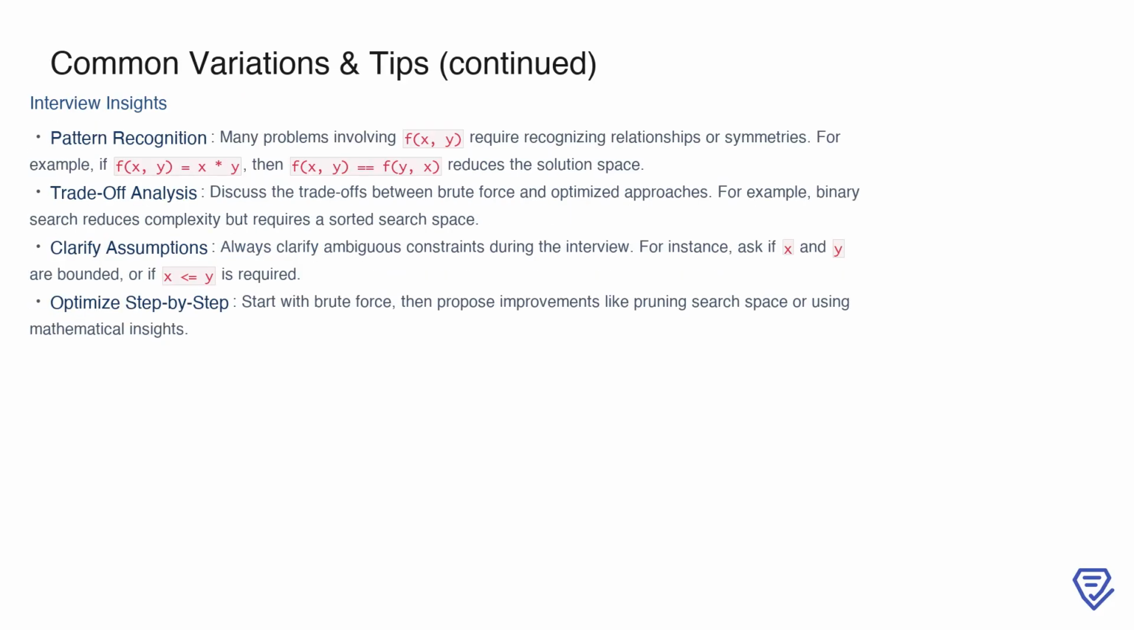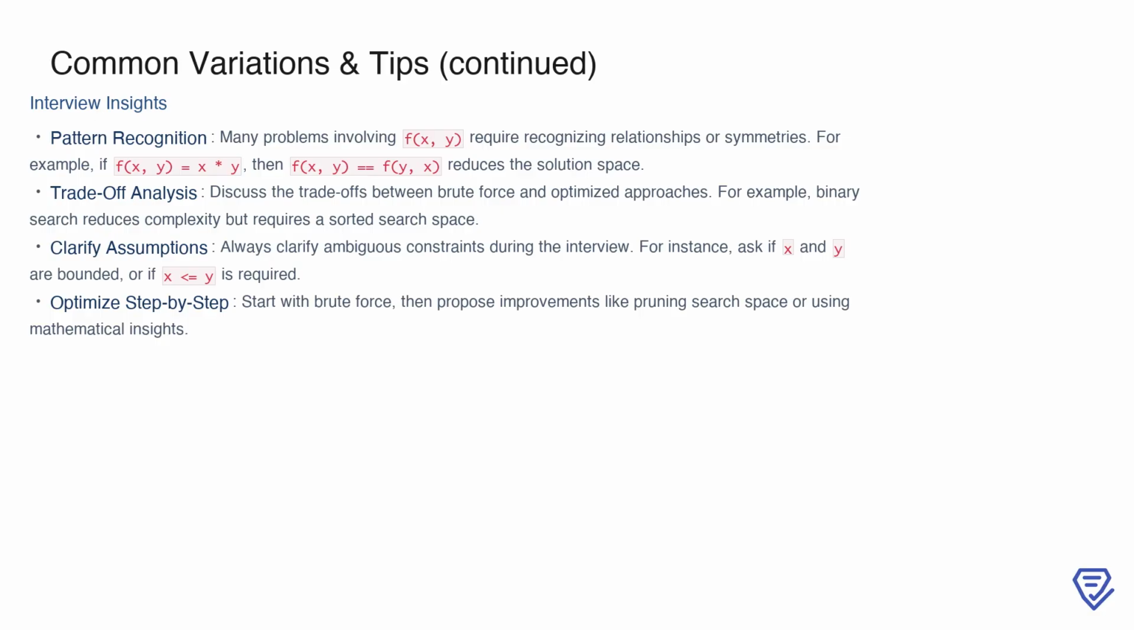In an interview setting, recognizing patterns in problems involving f(x, y) can be a game changer. For example, if f(x, y) equals x multiplied by y, you might notice that f(x, y) is symmetric, meaning f(x, y) equals f(y, x). This observation can help you reduce the solution space significantly. Another key strategy is to analyze trade-offs between brute force and optimized approaches. While brute force is straightforward, methods like binary search can reduce complexity but require a sorted search space.